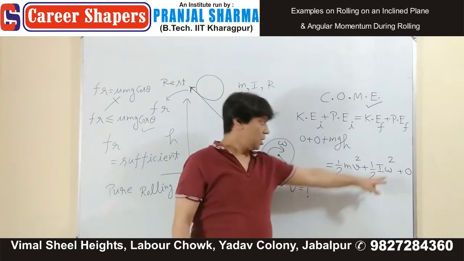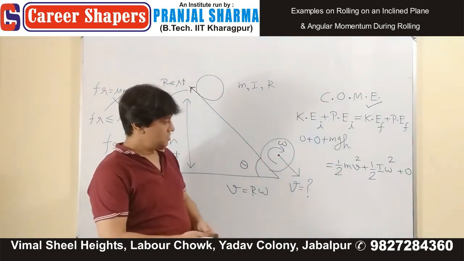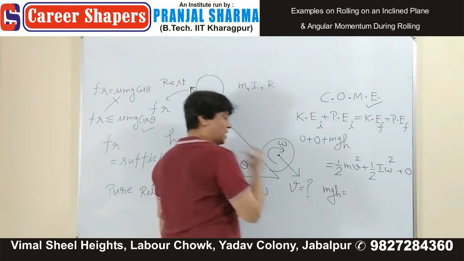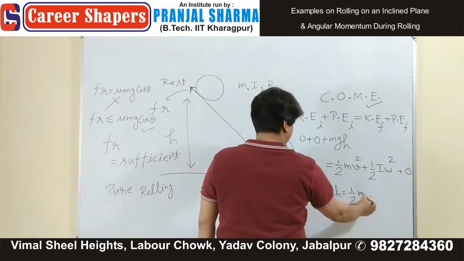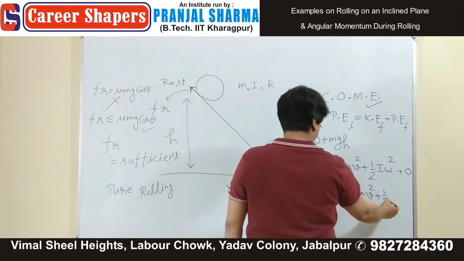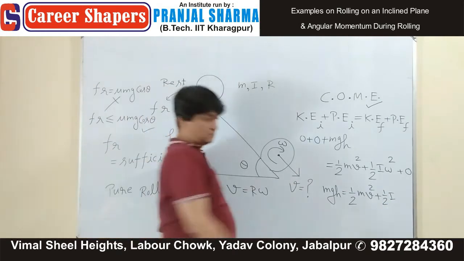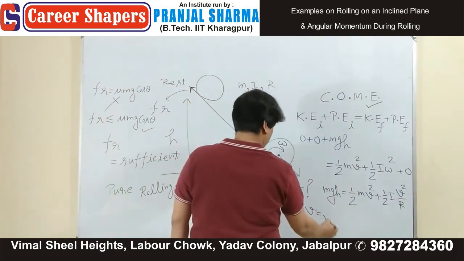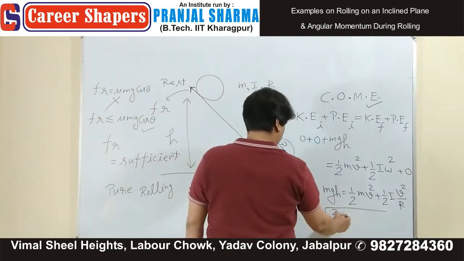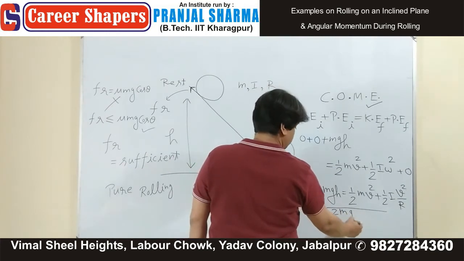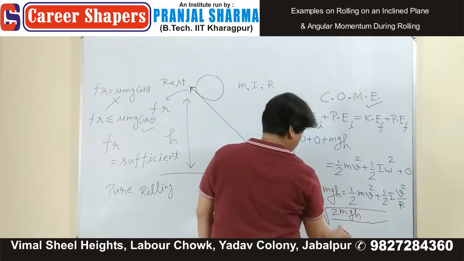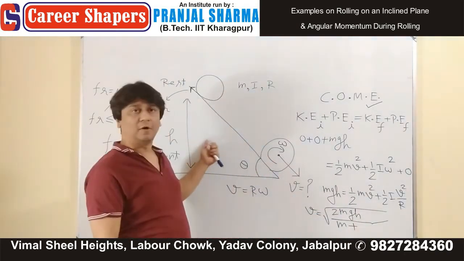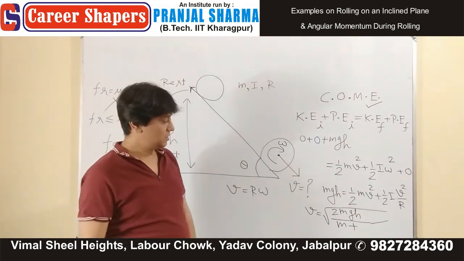We are interested in V. You can always replace omega with what? V by R. And when you do that, this becomes mgh equals to half m v square plus half I. What is omega? V by R. So what's the value of V coming? V is coming root over 2 m g h whole divided by m. Now, I hope you remember at this being a question from laws of motion, answer would have been what? Root 2gh.